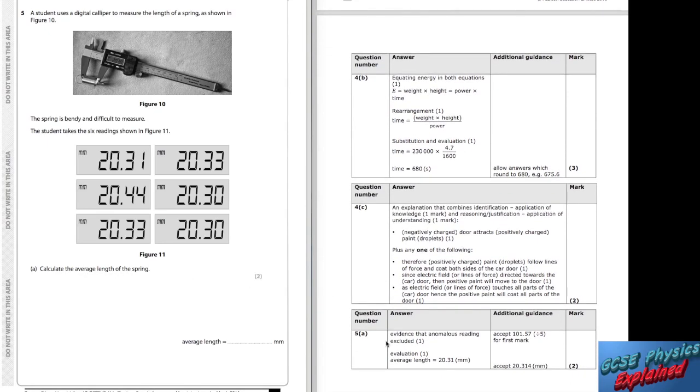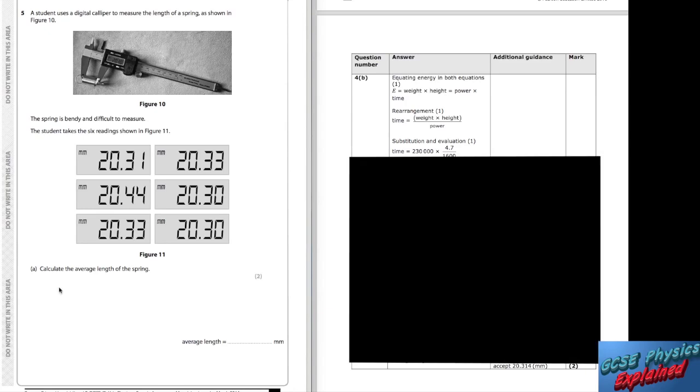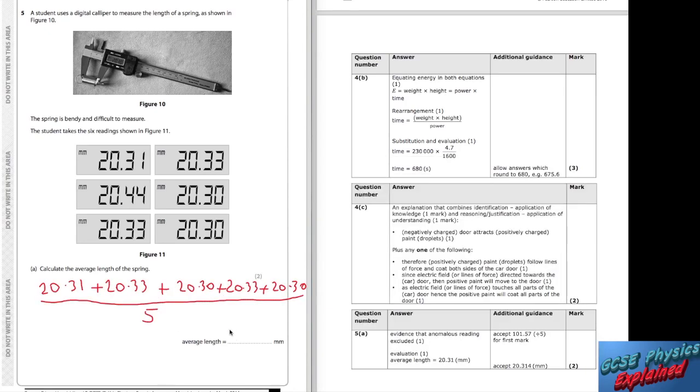So we know this here is different by a lot. So leave that one out in the calculation of your average. So if you add these 5 together and divide it by 5, that should come out as 20.31.